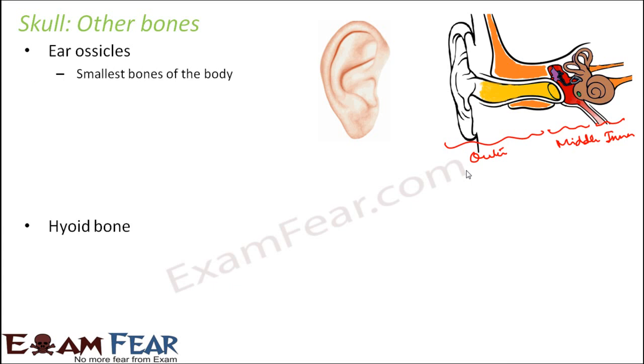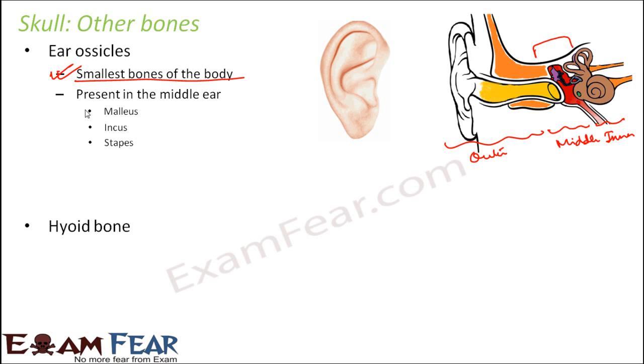So let us first talk about ear ossicles. These are the smallest bones of the body. Please remember this. Which are the smallest bones of the body? The ear ossicles. So where are they located? They are present in the middle ear, somewhere in this portion. There are three bones present in the middle ear: malleus, incus and stapes. Here you can see the three bones. This is malleus, this is incus, and this is stapes. These three bones are very tiny and together they are termed as ear ossicles.